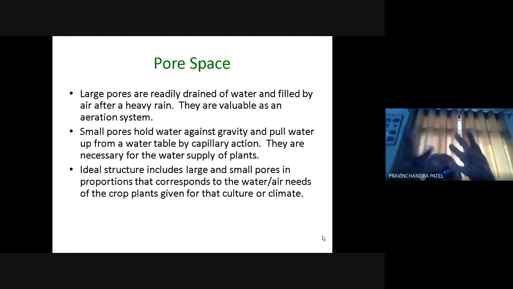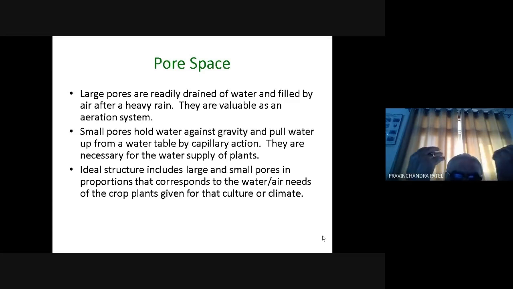So that water has been filled up, and it is also known as capillary action, and that water is utilized by the plant. So it is the available water you will find in the small pores. They are necessary for the water supply to the plant. Ideal structure includes large and small pores in proportion that corresponds to the water and air needs of the crop plant for that culture or climate.